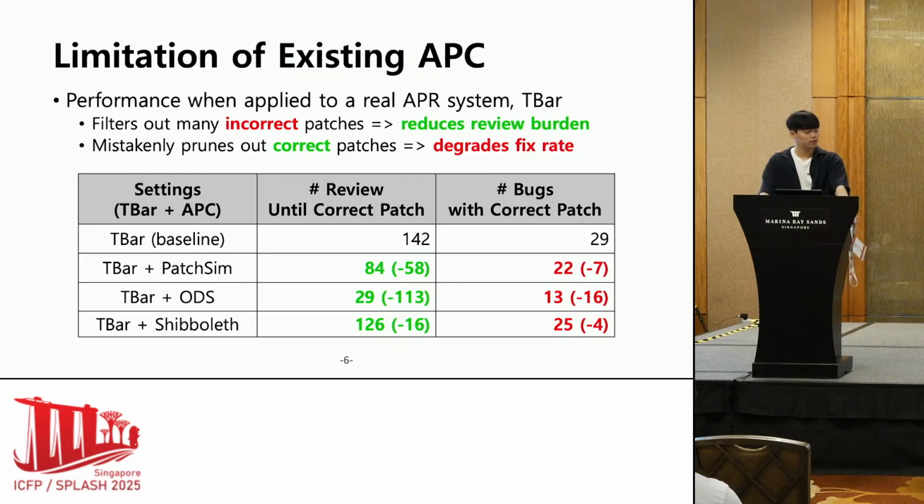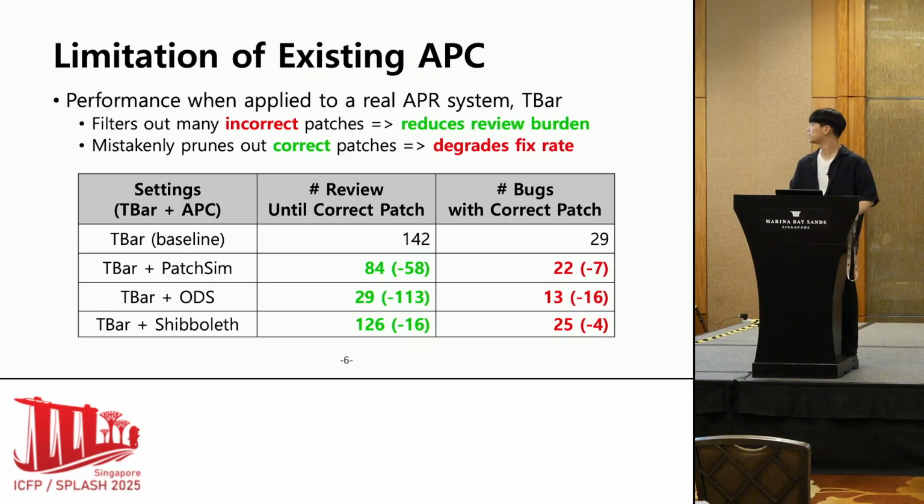However, we found that the existing techniques significantly reduce the performance of APR when they are combined with real systems. For example, when we apply the existing technique to a real APR tool, TBar, it effectively prunes out many incorrect patches, but it also removes many correct patches. As a result, it dropped TBar's fix rate by about 50%.